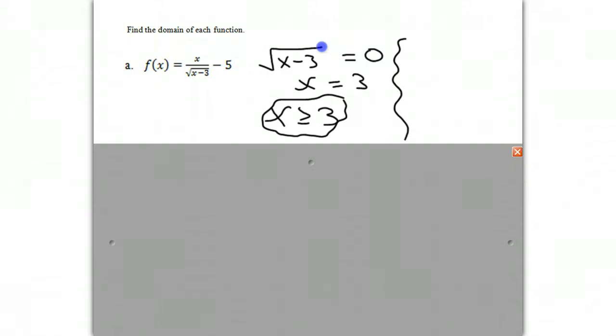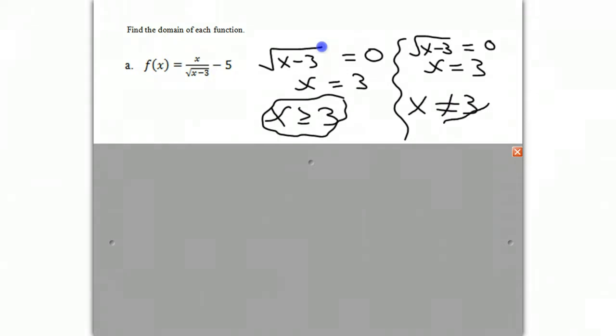We also know that we cannot have a 0 in the denominator. So the question is, what would make the square root of x minus 3 equal 0? And we just did that. We noticed that if the square root of x minus 3 is 0, then x must be equal to 3. Well, we can't have 3, so we're not allowed to have that. X cannot be equal to 3.